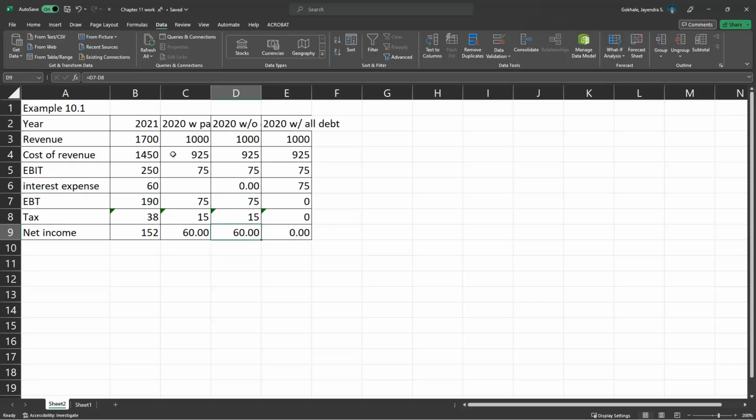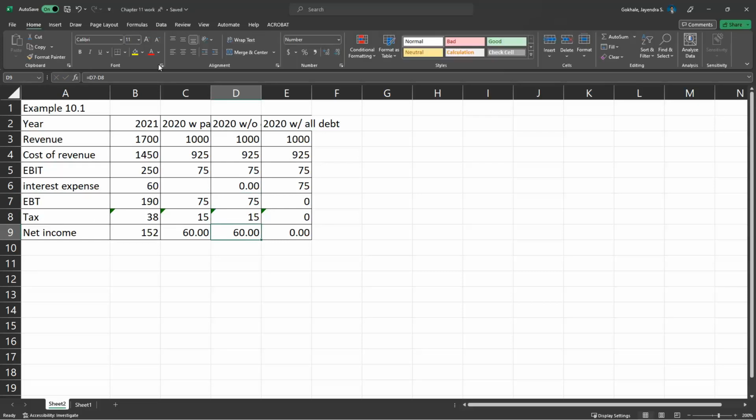Now let's compare the $60 with the $75. Now, who is the net winner? Or rather, who are we promising more payment? We're promising a payment of $75 to our bondholders and only $60 to our stockholders. And everything else is the same. So what we're trying to illustrate is that for the same revenue and cost of revenue, we end up paying more to bondholders just because of tax savings.